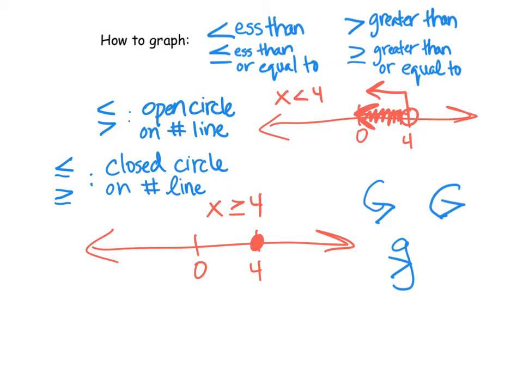This means that 4 is included in my answer. 4 and anything greater, because it says greater than. Which direction does greater than go? To the right. To the right. Greater, larger, more than, higher, above. To the right. There we go.